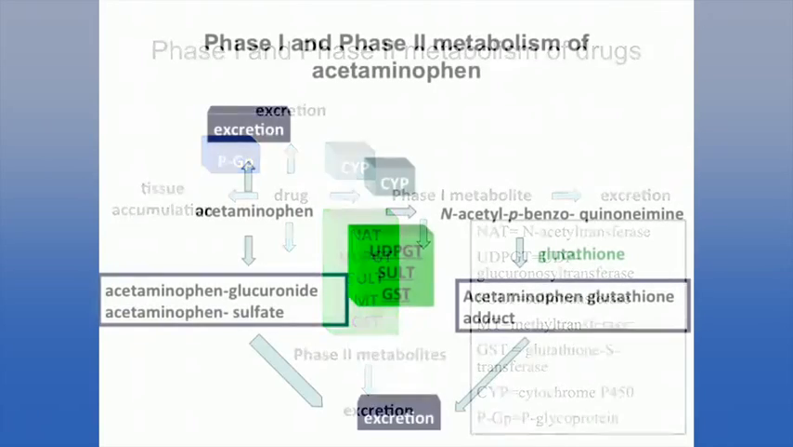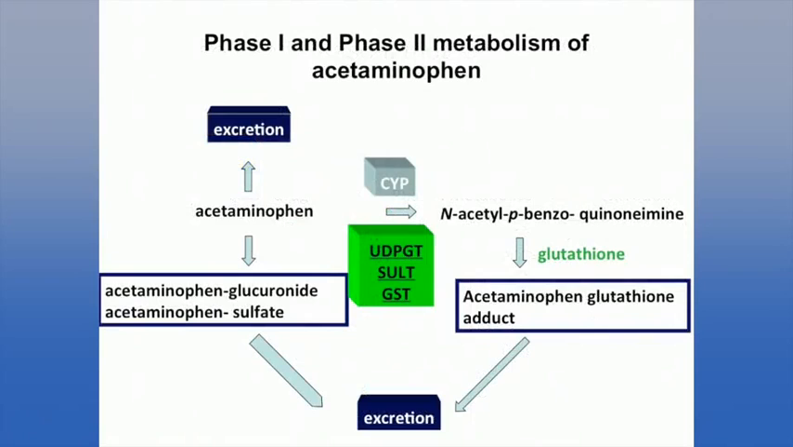Putting this into practice, using the drug acetaminophen. Acetaminophen is the active molecule in Tylenol that you purchase over the counter for the treatment of pain, headache, fever, etc. So here we have our active drug acetaminophen. Acetaminophen is an example of a drug that undergoes both phase 1 and phase 2.